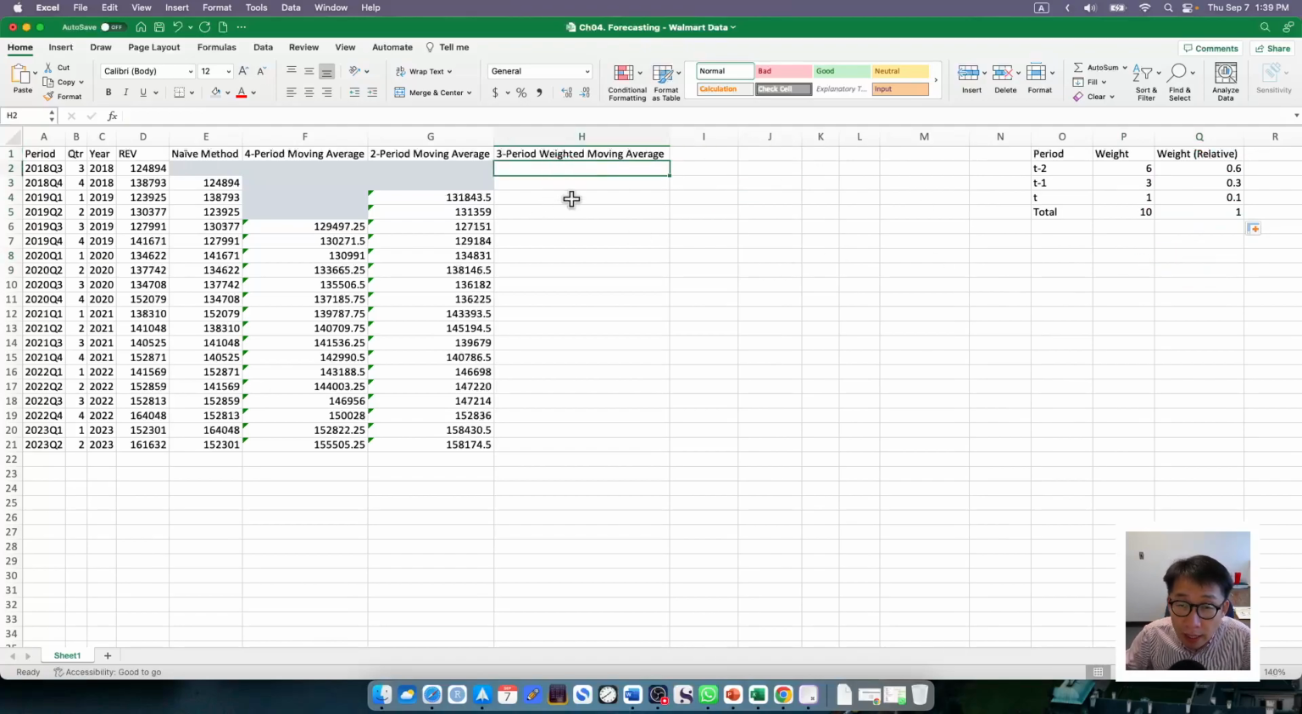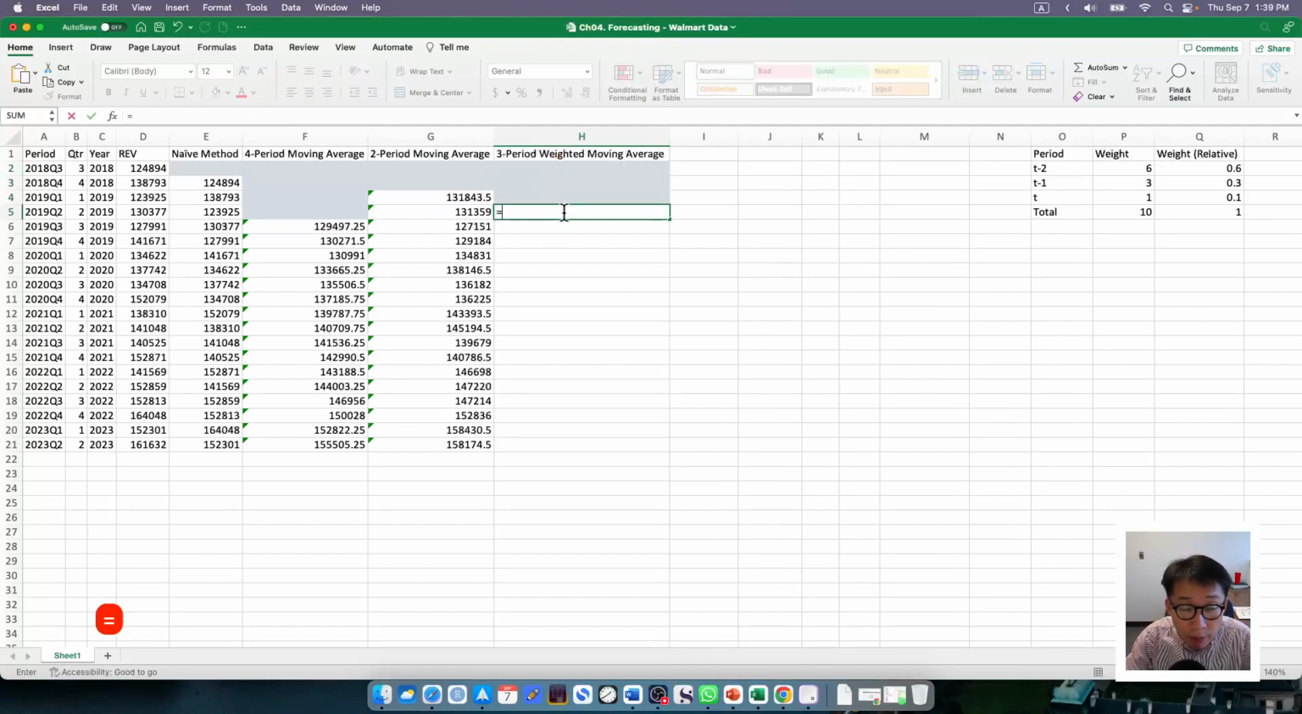And with that, let's start to do the 3-period weighted moving average. So I'm going to block out the first 3 periods, and then I'm going to do the sum product. First 3 periods in this case, and then their corresponding weights. Make sure not to include 1, which is basically your total. Then we're going to absolute reference the weight range so that it doesn't change as you drag it. So with that, let's go down here.